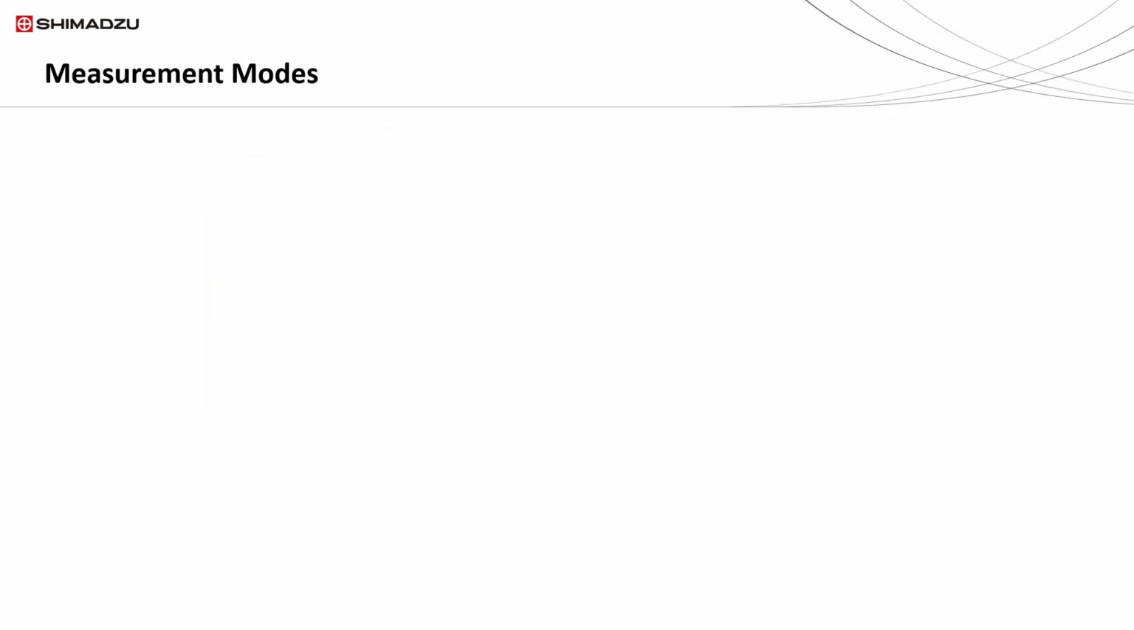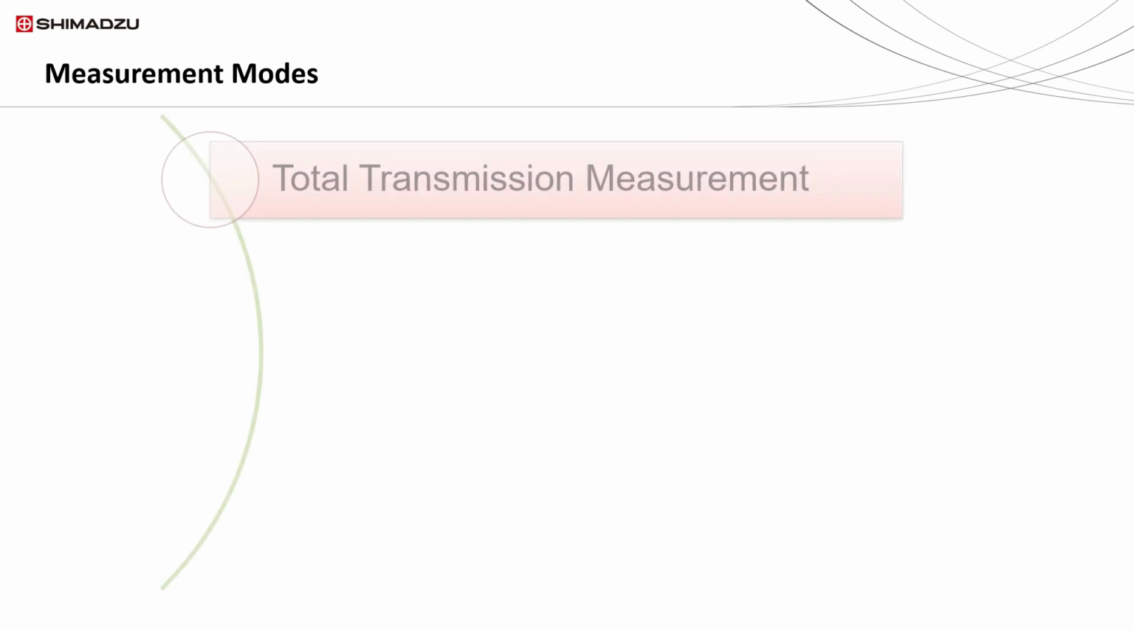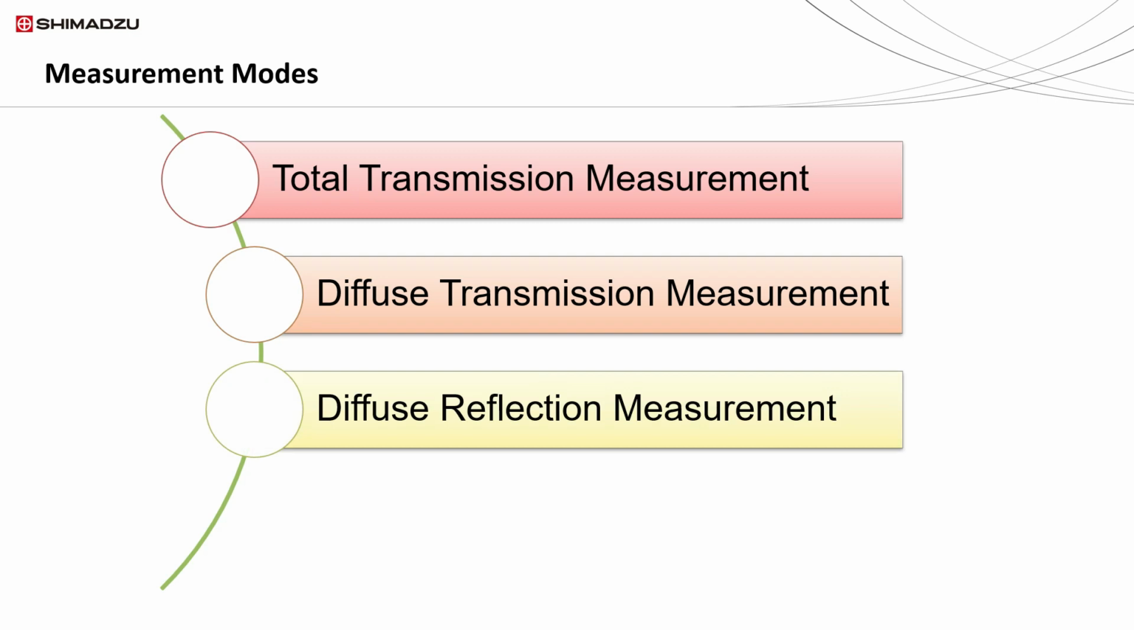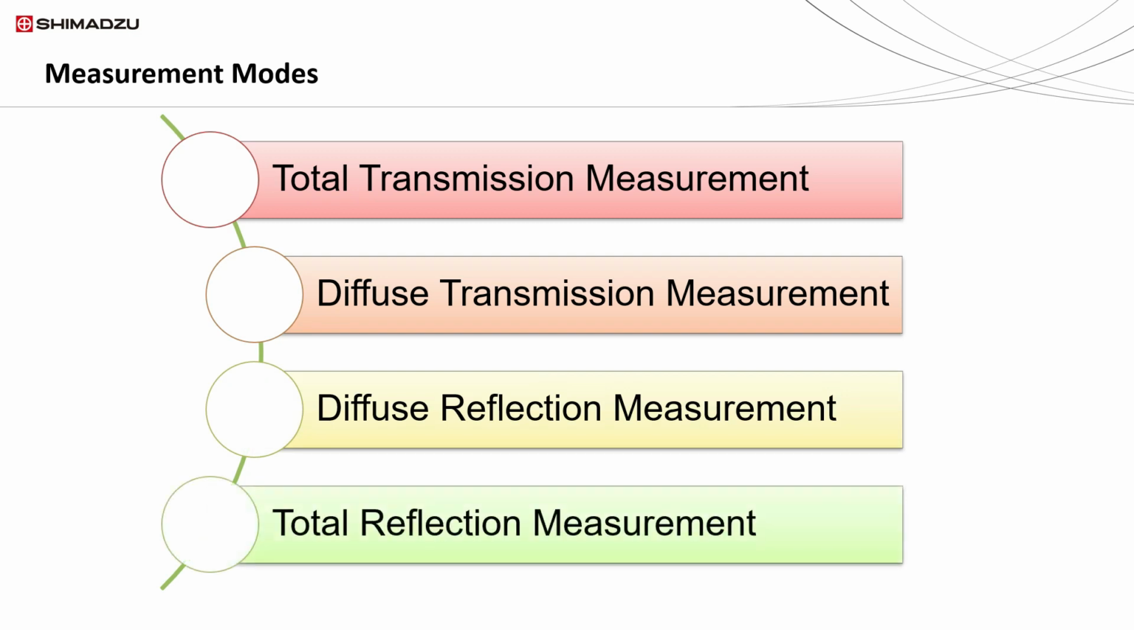This video will demonstrate the following 4 measurement modes with the ISR-2600 Plus integrating sphere: total transmission, diffuse transmission, diffuse reflection, and finally total reflection. Let's start with total transmission.